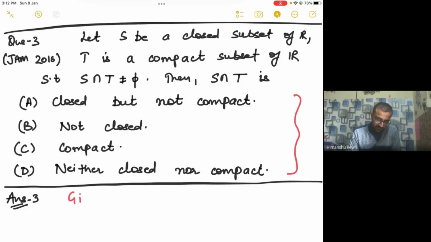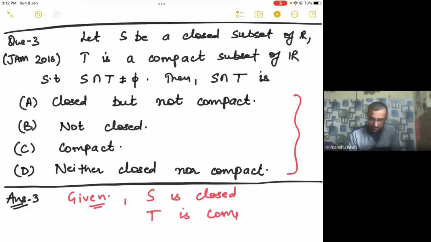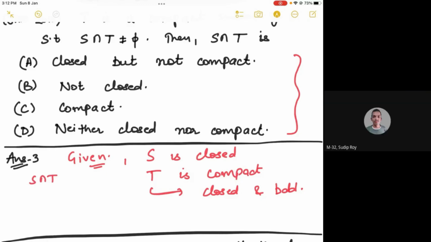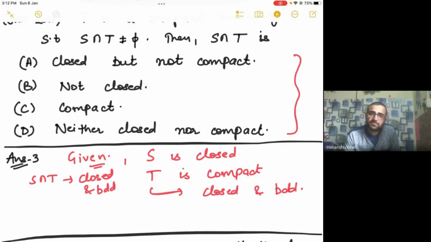So given is S is closed. T is compact. So T is compact implies it is closed and bounded. Then what about S intersection T? Closed. Closed. Since T is bounded, S intersection T is bounded also. Yes, sir. So you know that option C is for sure true.